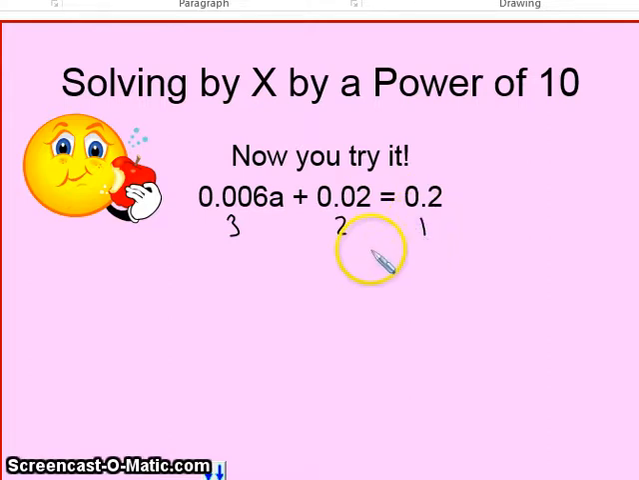We're going to use the biggest number of decimal places. So we're going to use 3 decimal places. And we're going to multiply each side of this equation by 10 to the third power. 3 because it was the most decimal places. And 10 to the third power is 1,000. So I'm going to multiply each side of this equation by 1,000.